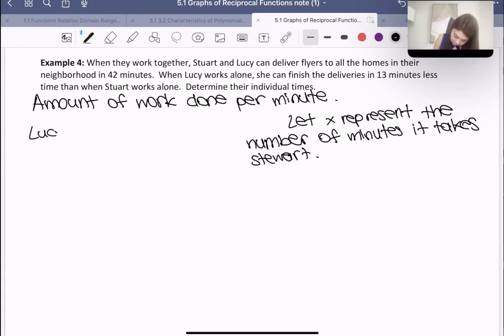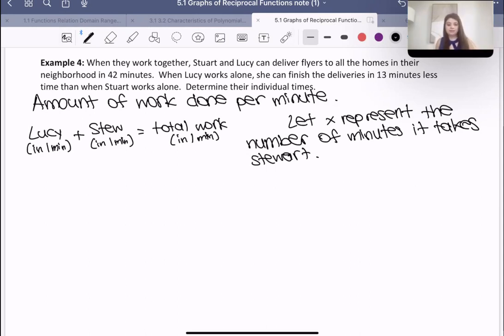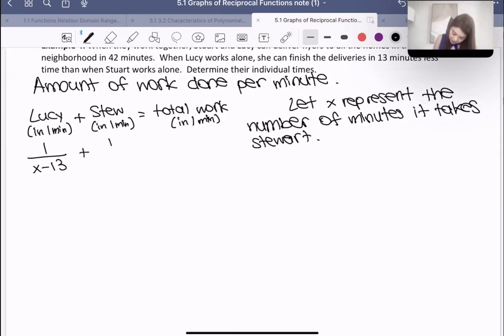Okay? So basically, Lucy's work in 1 minute plus Stuart's work in 1 minute is going to equal the total work done in 1 minute, right? If they work together, there's obviously going to be more work done, right? So how much work can Lucy do in 1 minute? Well, she can do 1 over x minus 13 in 1 minute, right? As for Stuart, it would just be 1 over x.